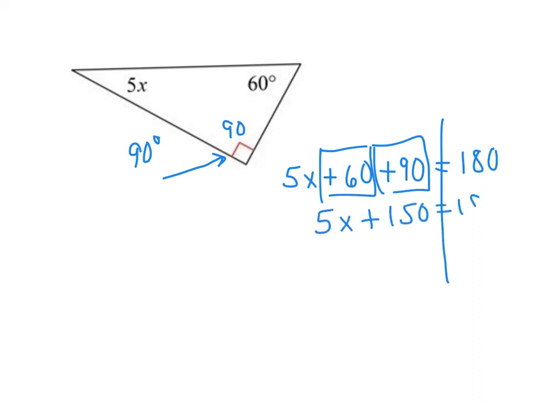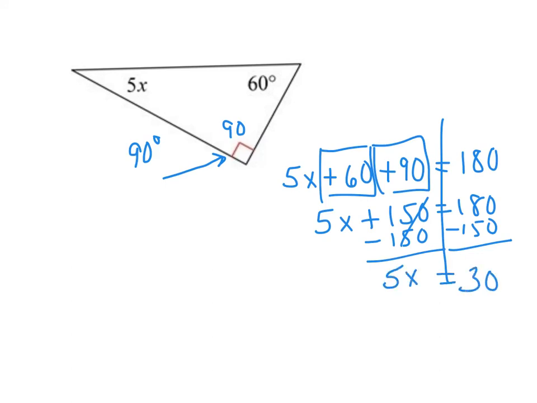I need to bring the 150 across my equal sign to the other side of the equation. It's currently being added, so I need to undo that. So I'm going to subtract. And 180 minus 150 gives us 30. And that is equal to 5x.